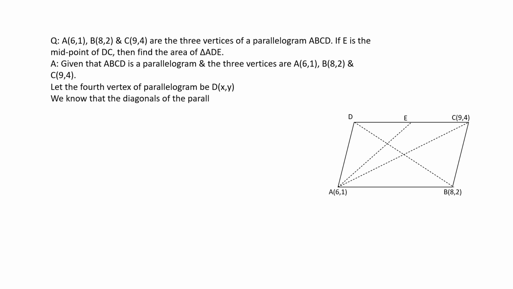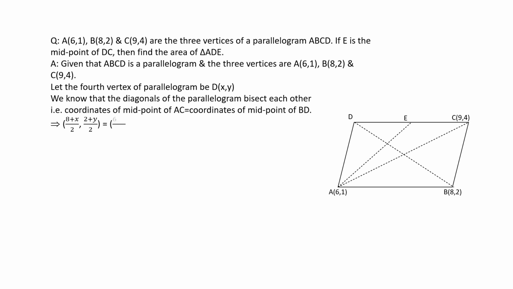Now we know the diagonals of the parallelogram bisect each other. That means the coordinates of the midpoint of AC equal the coordinates of the midpoint of BD. Now the midpoint of AC is ((8+x)/2, (2+y)/2), and that of BD is ((6+9)/2, (1+4)/2), or we can write it as ((8+x)/2, (2+y)/2) equals (15/2, 5/2).